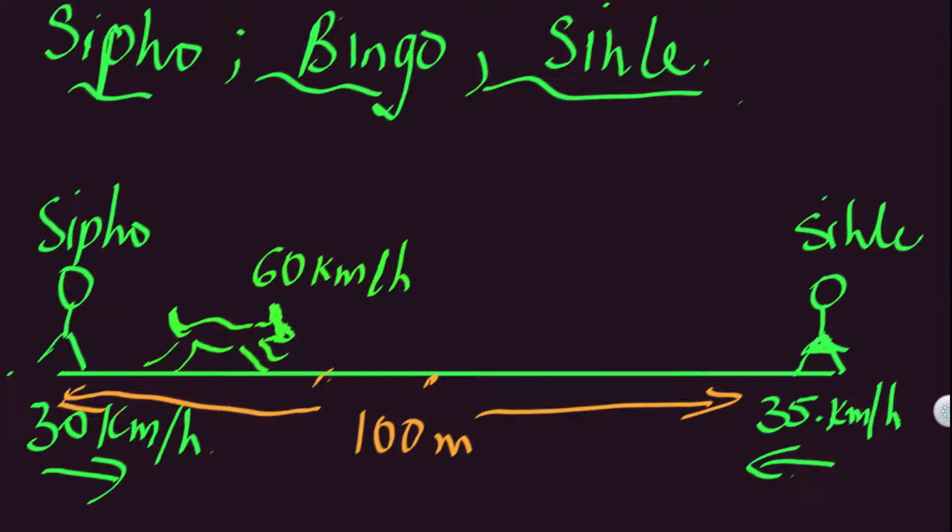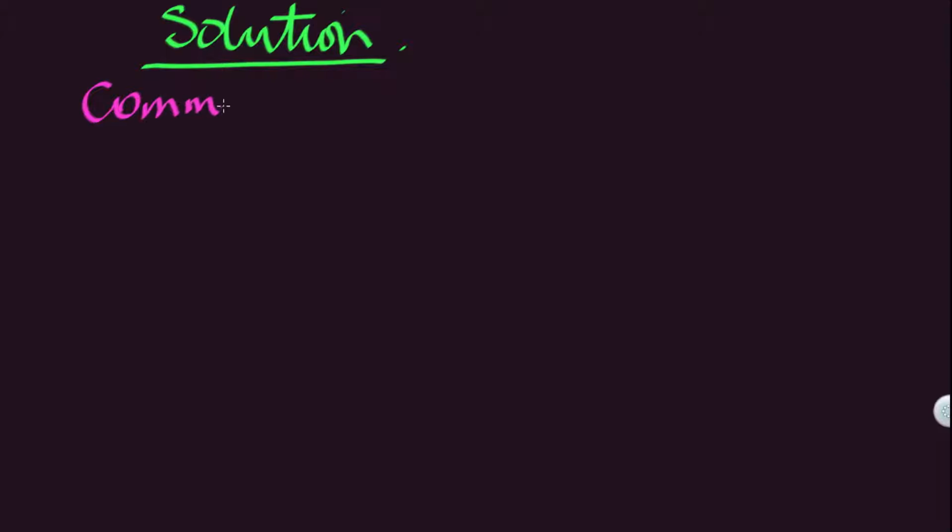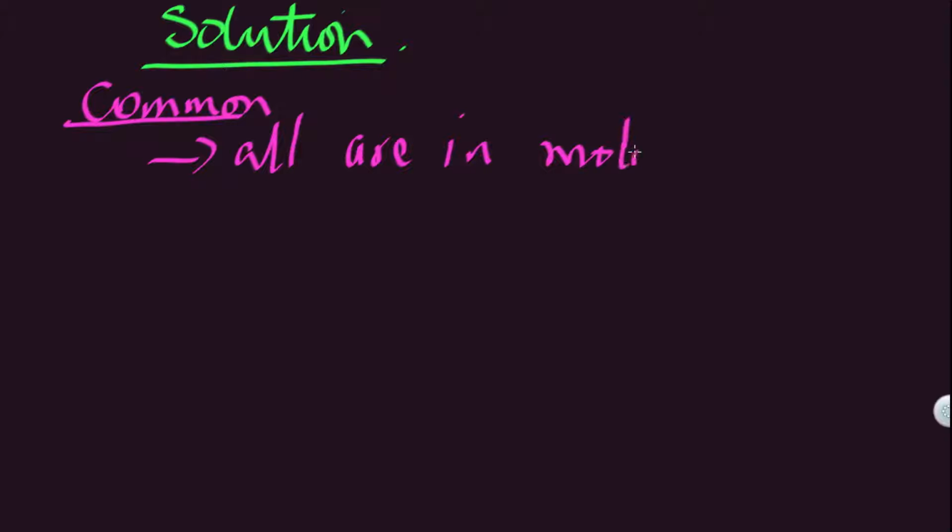Now let's do the calculation. Forget the diagram. So let's say the solution to this question. Let's reason out. We have to find things that are common to all our three characters, Sipho, Sihle, and the dog Bingo. One, all are in motion. Sipho is moving, Bingo is moving, and Sihle is moving.